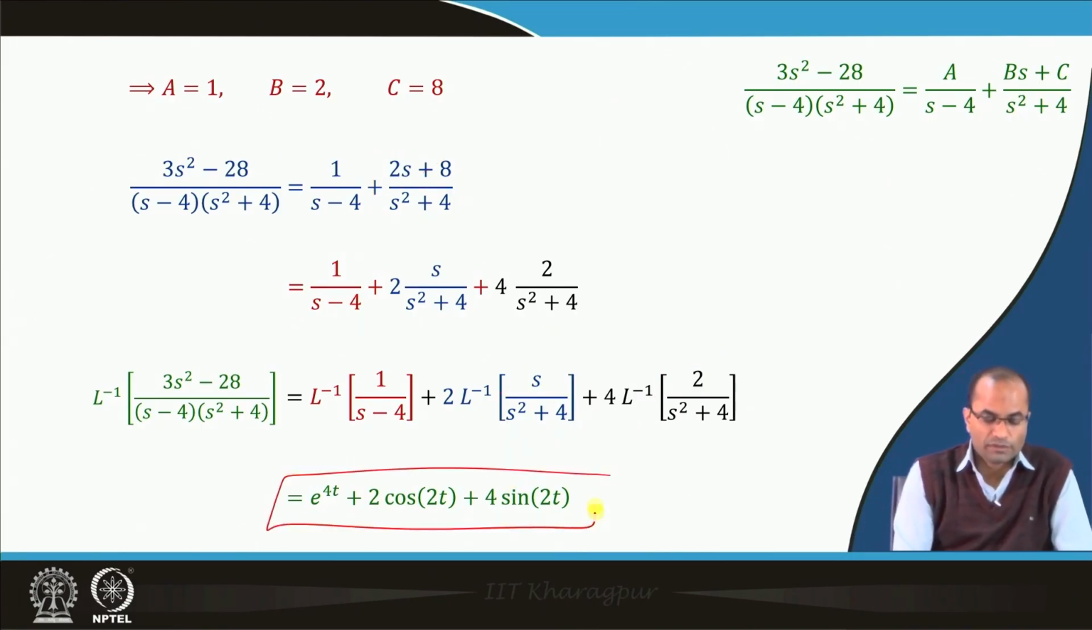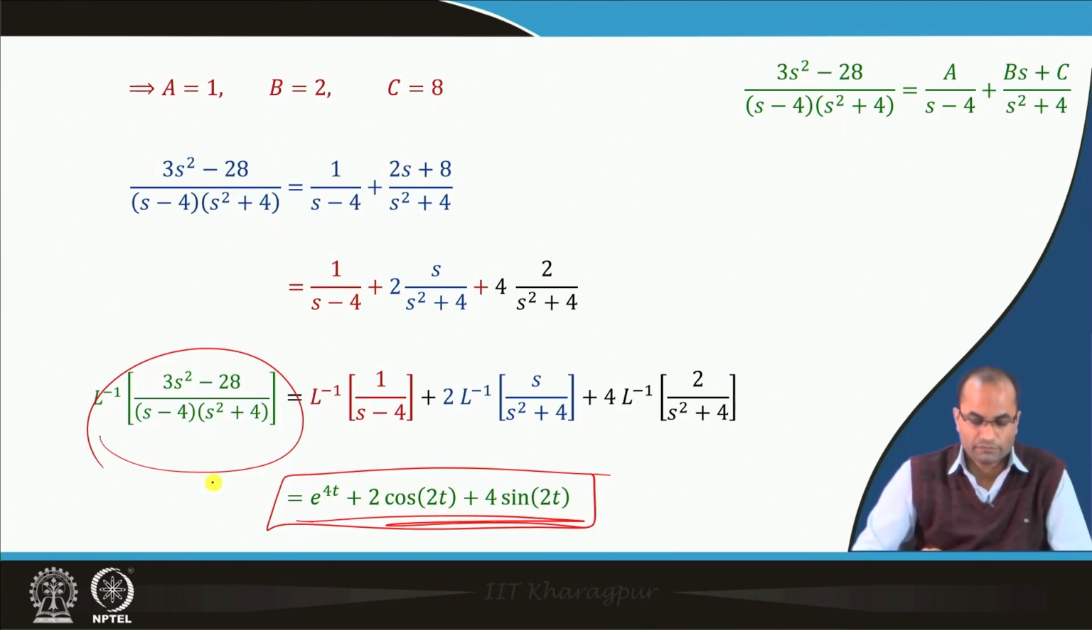So e^(4t), plus 2 cos 2t, plus 4 sin 2t, that is the Laplace inverse of this given function.